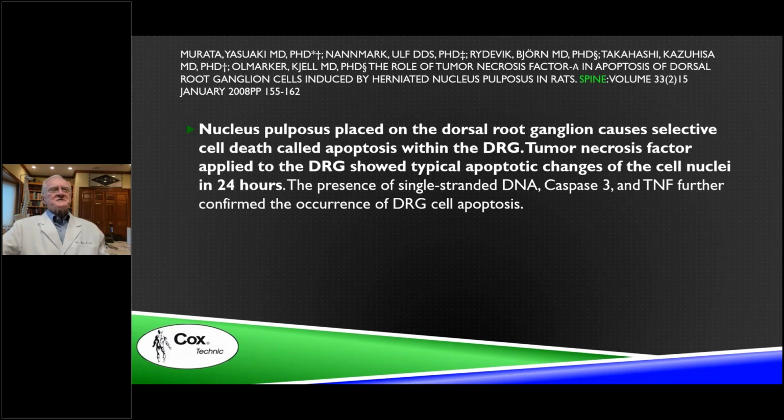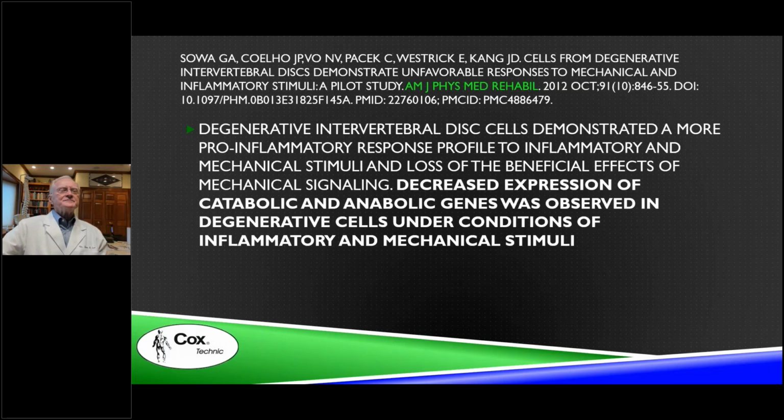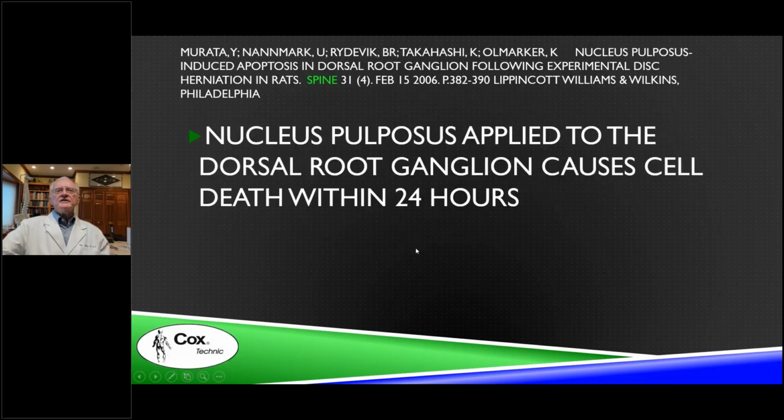To me, that paper alone is a reason for us to be here today. Silva says that decreased expression of catabolic and anabolic genes, clear back into the genetics of the disc, are seen under inflammatory and mechanical stimulation of the DRG or a nerve. Okay.